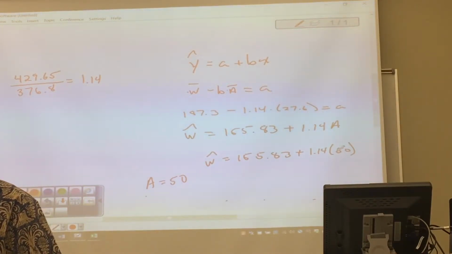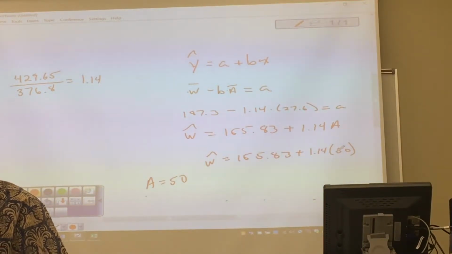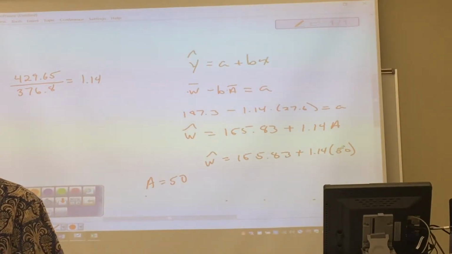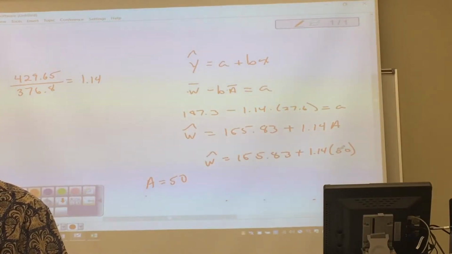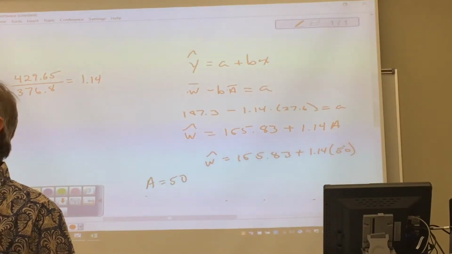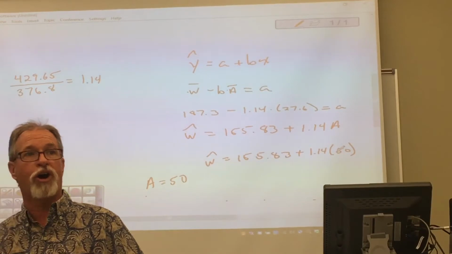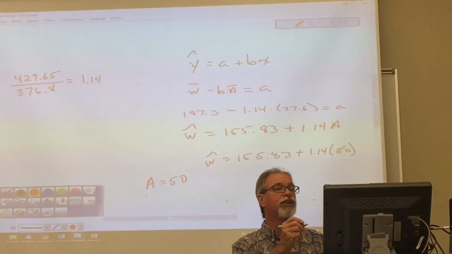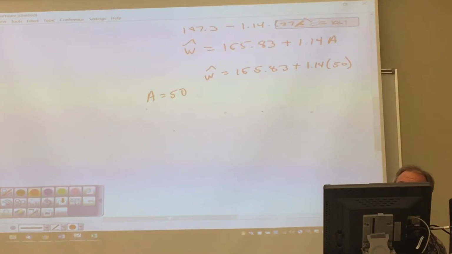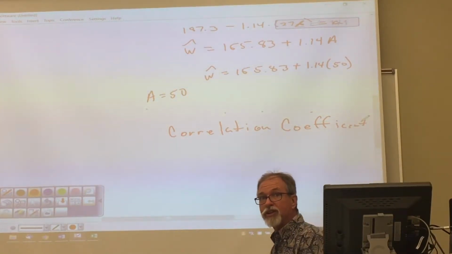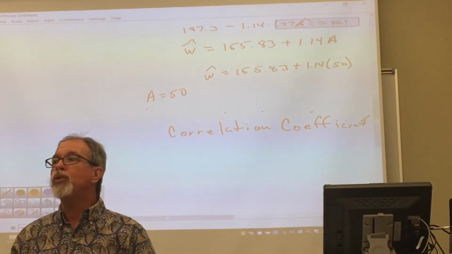Now, some equations are good, some equations are crap. So we want to know how good is this model? And that's where R comes in. For every equation, we calculate a thing called R, and R is called the correlation coefficient. Now, what is correlation?